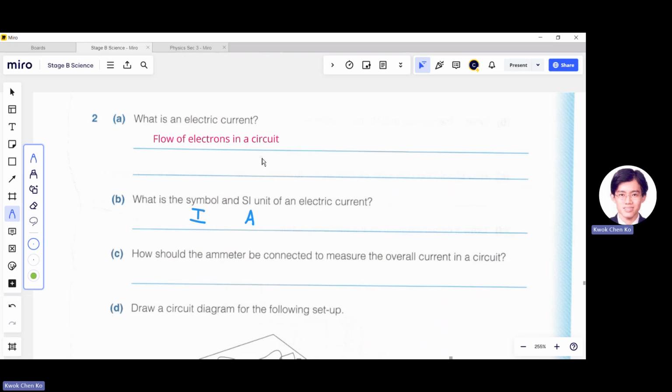How should an ammeter be connected? In series. Yes, this one don't screw up. By the way, don't screw up in real life also. If you want to attach an ammeter, you better fix it in series. This is quite easy to screw up in real life. You can attach in parallel and it's going to spoil your ammeter.